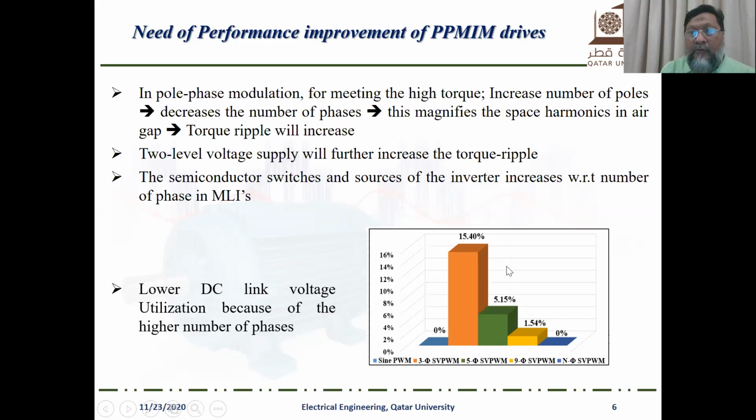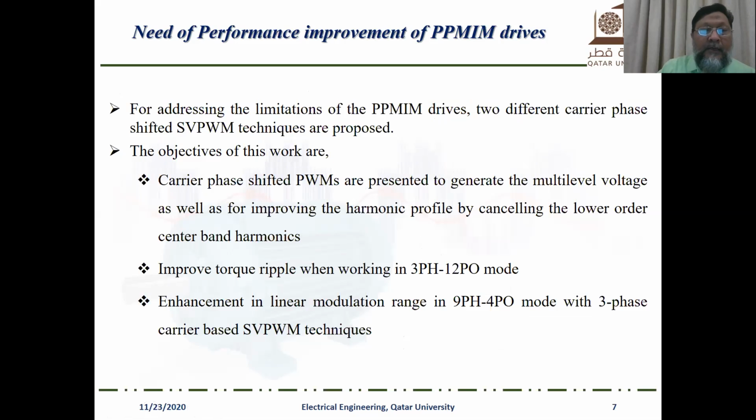So what we are going to do is that, although operating a 9-phase machine, we implement 3-phase space vector modulation in this, and hence we obtain the same enhancement in the DC bus utilization as we get in the 3-phase system. So for addressing the limitation of the pole phase modulation induction motor drive, two different carrier phase shifted space vector modulation techniques are proposed.